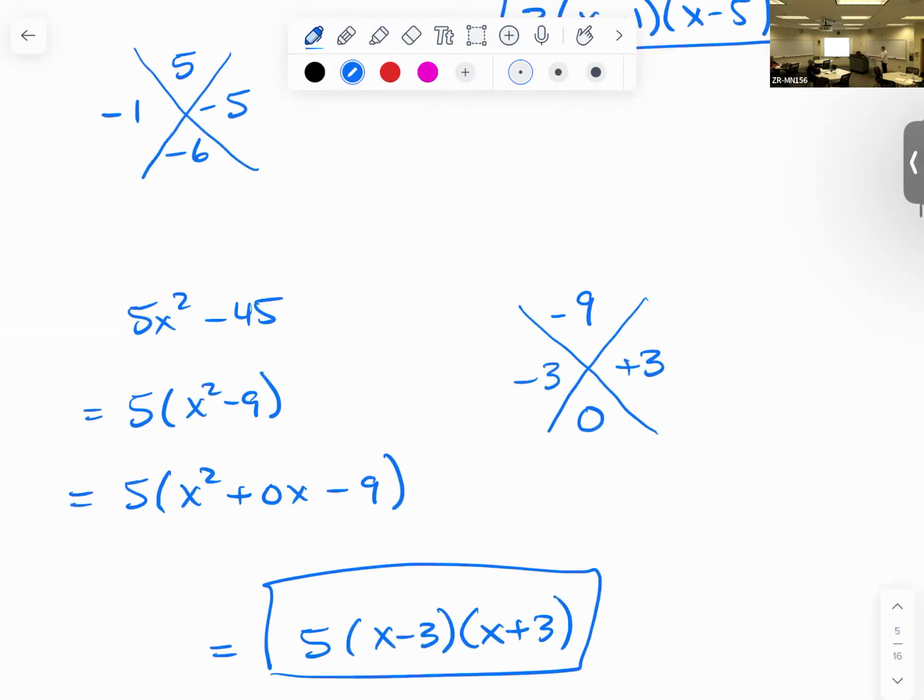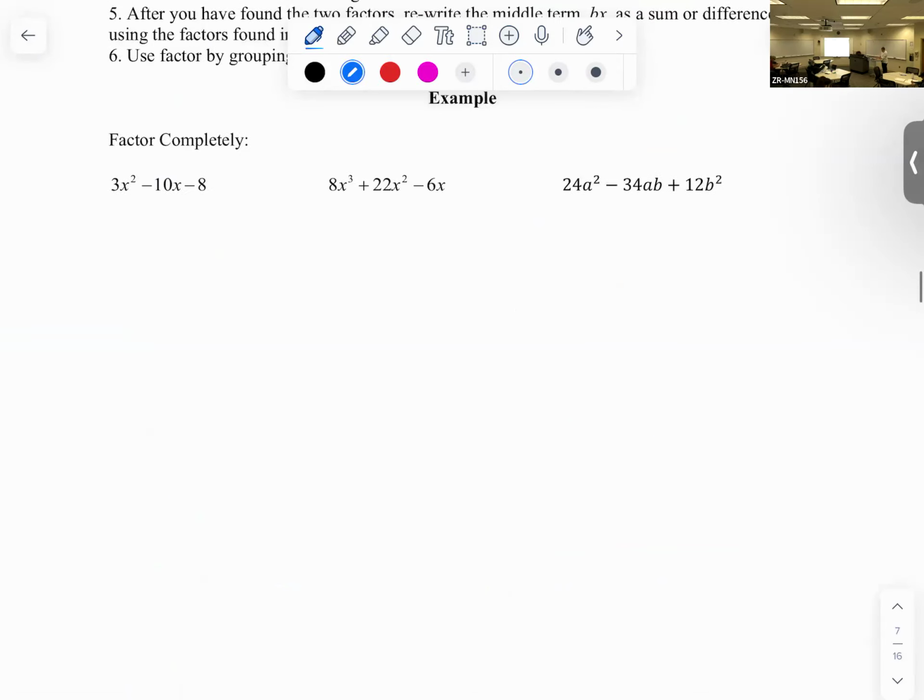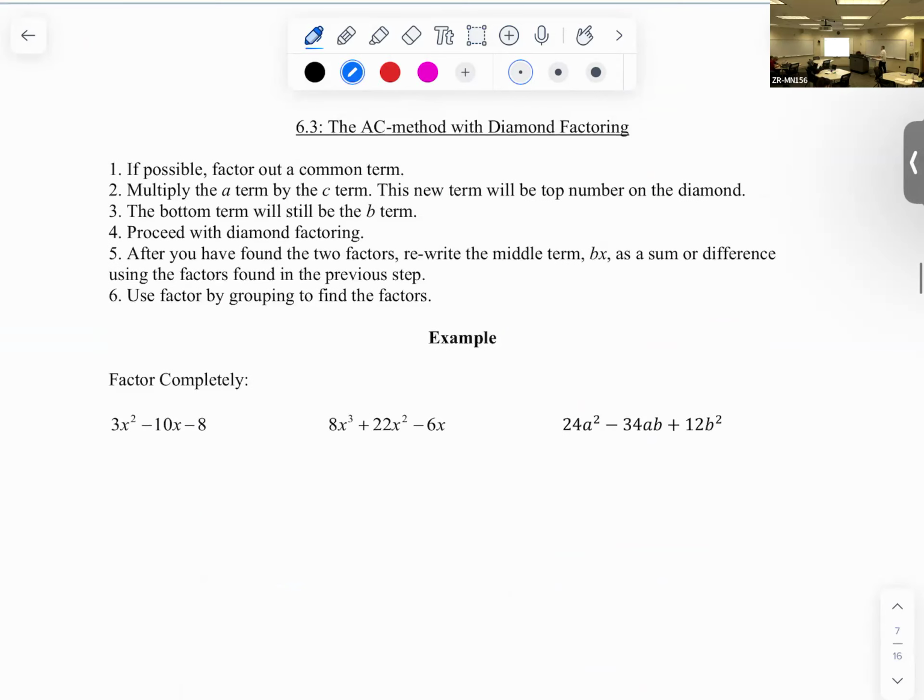Now we're going to look at the complete AC diamond method. Also, we call this the full diamond. The concept of the diamond still works, but we have a few more steps in the middle when our terms are a little bit more complicated.